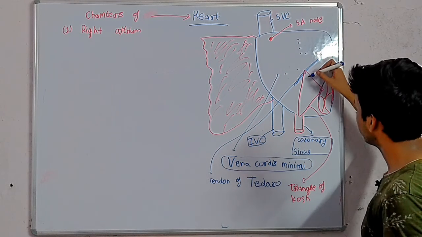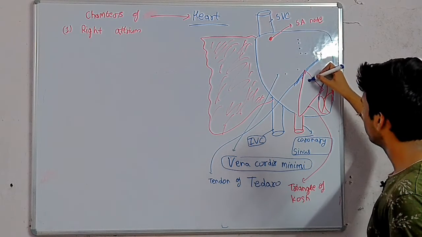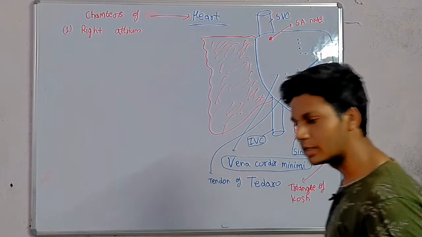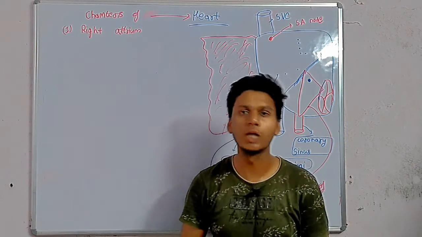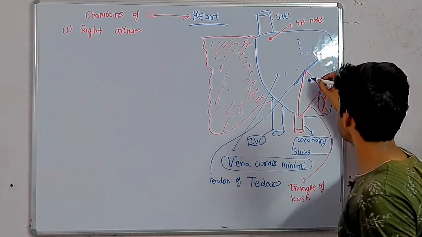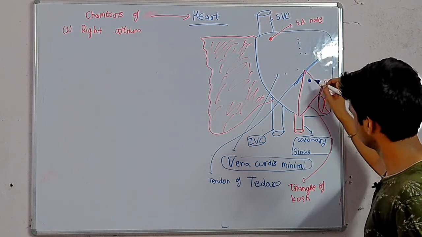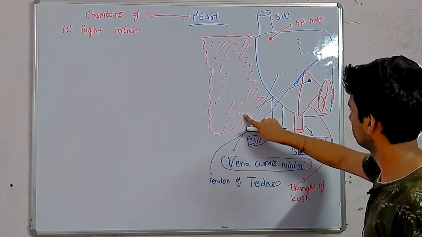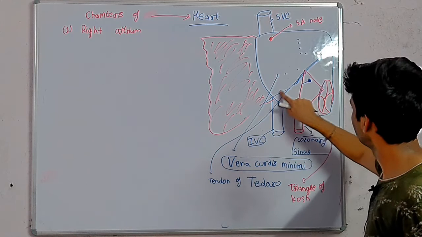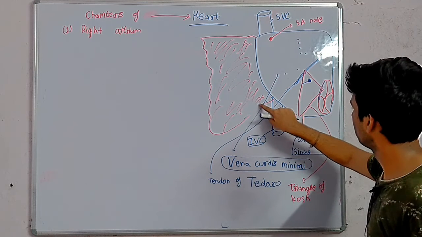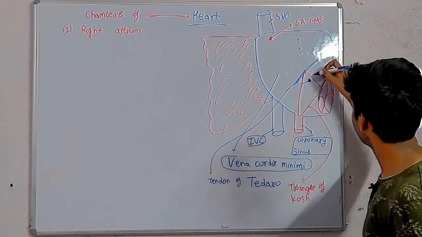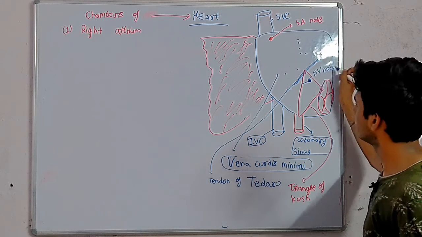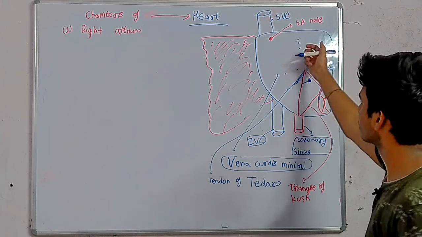So the AV node is present in this triangle like this. To locate the AV node, we use this triangle. This is not actual; this is the surface landmarking present on the heart. We use this. This is the AV node. This is the anterior wall, this is the posterior wall.